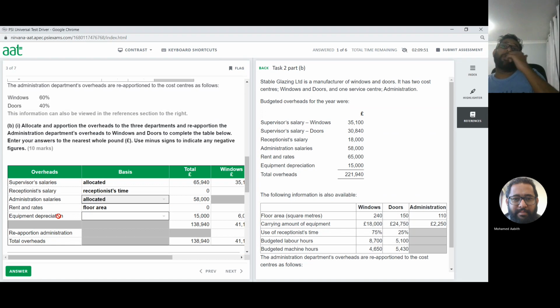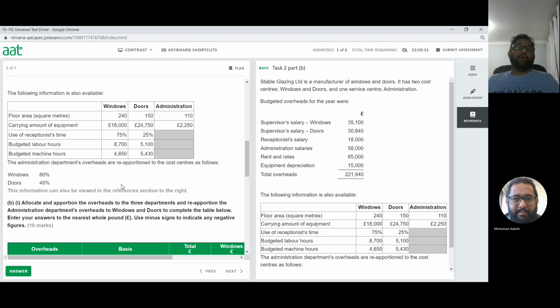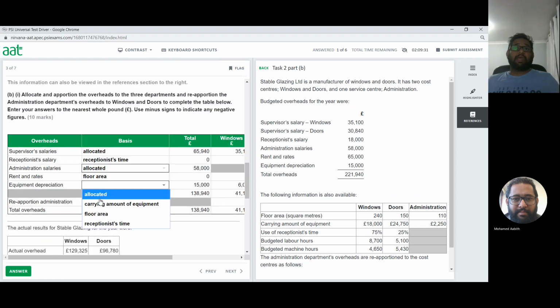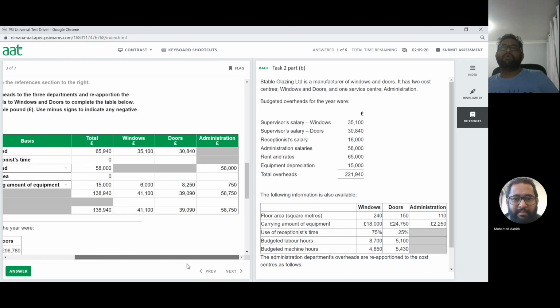But what is going to be used for your equipment depreciation? Equipment depreciation is only related to the carrying amount of the equipment, because you can only depreciate what is left on those non-current assets. So the carrying amount is used to apportion the equipment depreciation. And then we have to find that information and fill in those boxes.